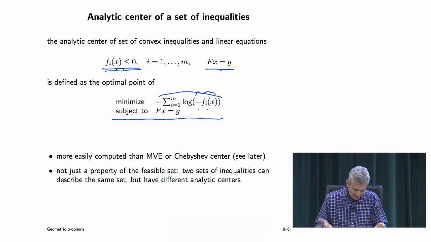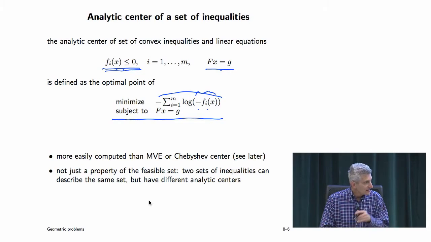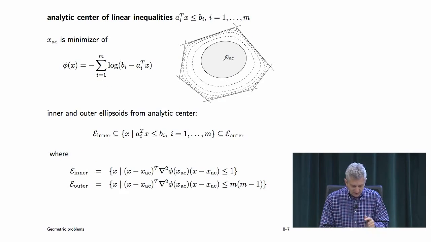I mean, it depends how f is given, but we'll see that later. But it's not a property of the feasible set. It's actually a function of the description of the problem, and that'll be clear in a minute. But for fun, let's just look at the analytic center of a set of linear inequalities.